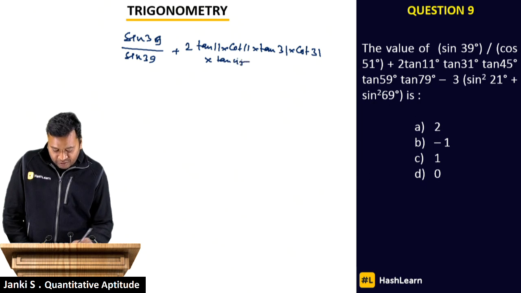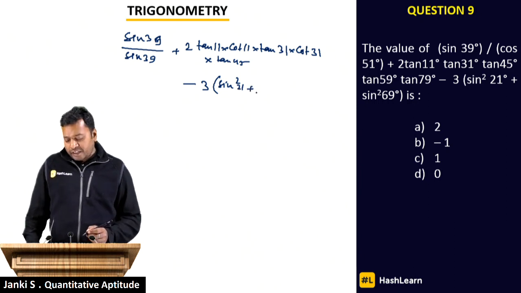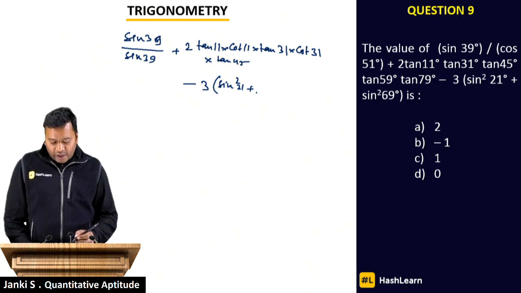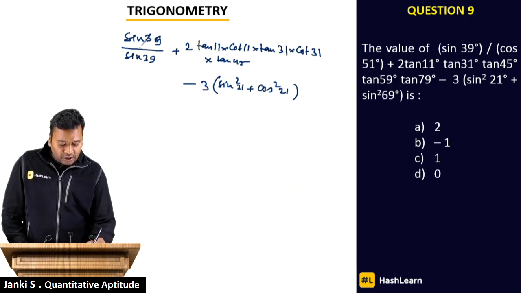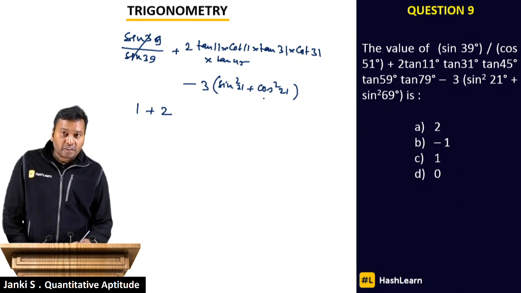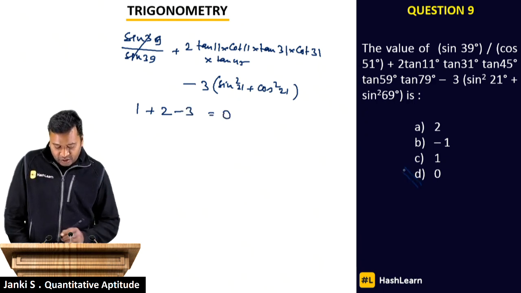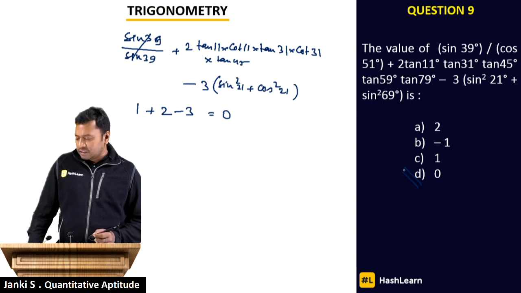So tan 45 minus 3 times of sine square 21 plus sine square 69 can be written as cos square 21, right? So ये हो गया 1, ये सारे values is 1, that means the product is 2, और sin square theta plus cos square theta is also 1, that means this is nothing but minus 3, that means the overall value is nothing but 0, right? मेरा value हो जाएगा 0.